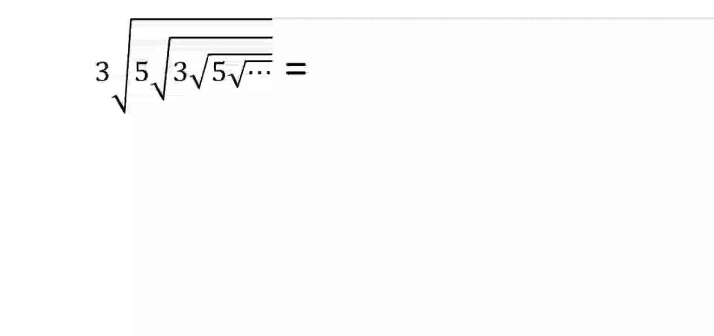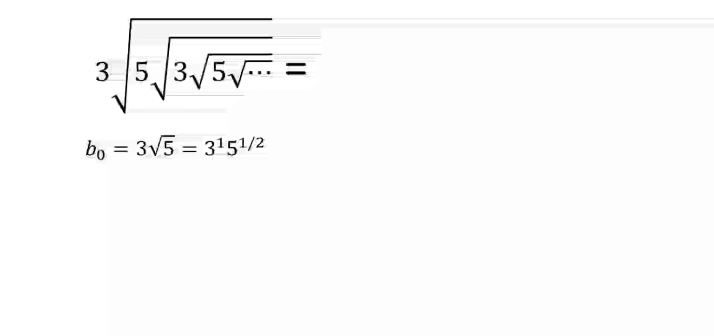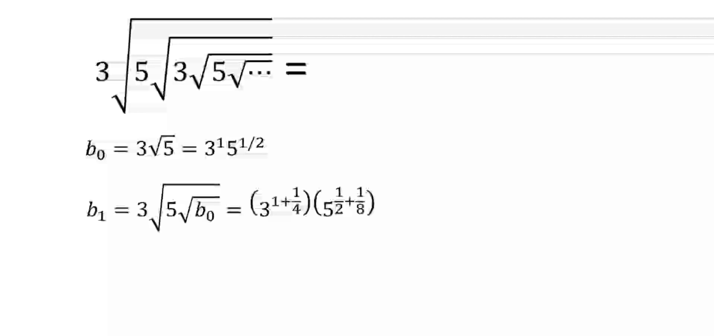So now it's a little more complicated if you have alternating terms of 3 and 5. Let's consider the partial products. The first partial product will be 3 times the square root of 5, which is equal to 3 to the power of 1 times 5 to the power of 1/2. The next partial product will take 3 times the square root of everything that's inside times 5 times the square root of the previous term.